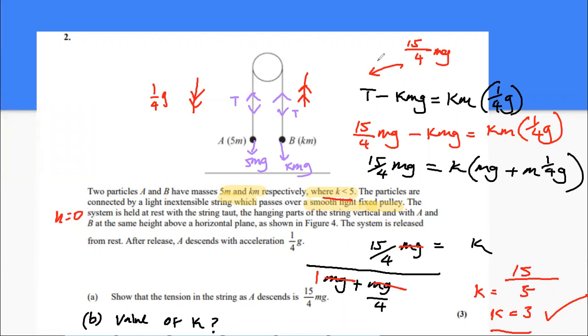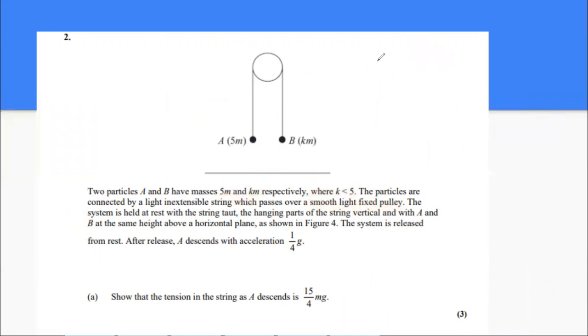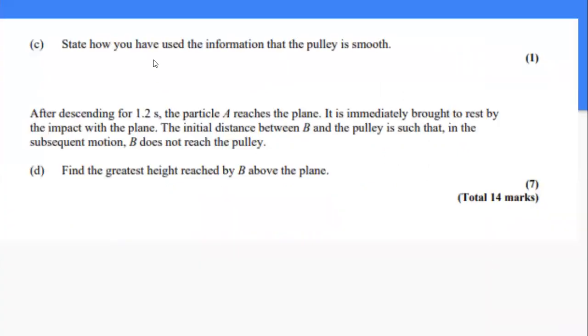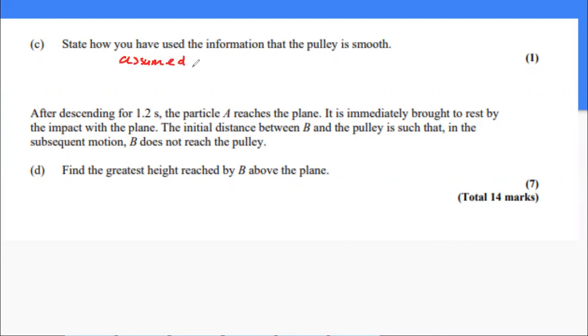For part C, the question is, state how you have used the information that the pulley is smooth. Well, we've used the information that the pulley is smooth because we've assumed that the tension throughout the string is the same.